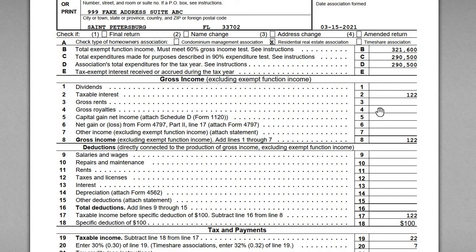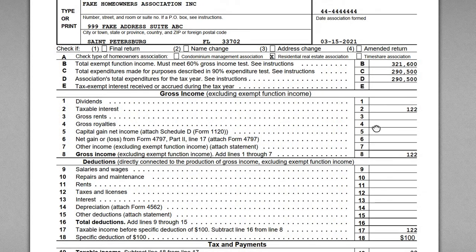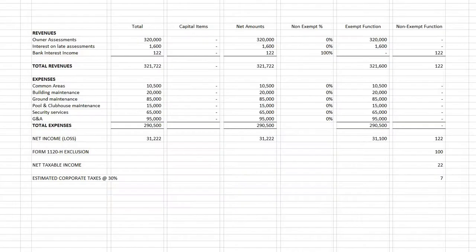So if you've got tens of thousands of exempt function income, or sorry, non-exempt function income here, dividends, interest, capital gains, right, Schedule D, you might have a portfolio manager that you pay quarterly to manage that portfolio. Their fees would be down here. Okay, so let's go back to the workbook.